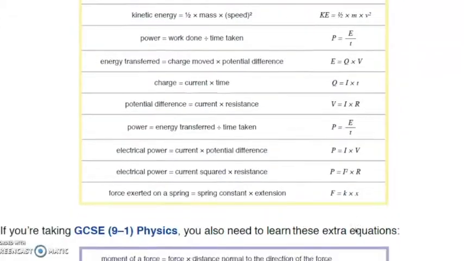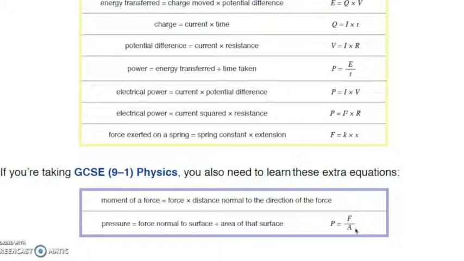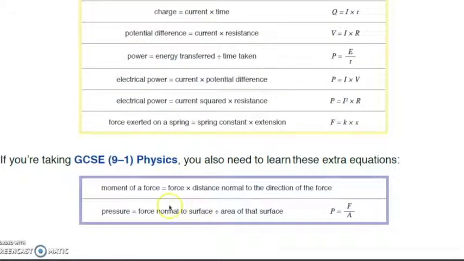Additionally, if you're just doing triple science as well, these are the other equations that you need to remember, and that is the moment of a force, which is equal to the force times the distance normal to the direction of that force, and then the pressure equation, which is a force normal to the surface divided by the area of that surface.